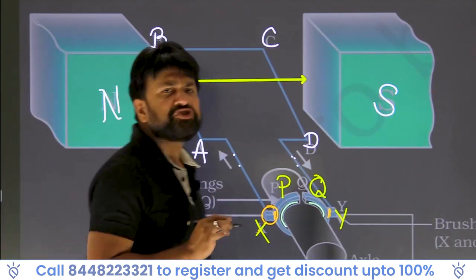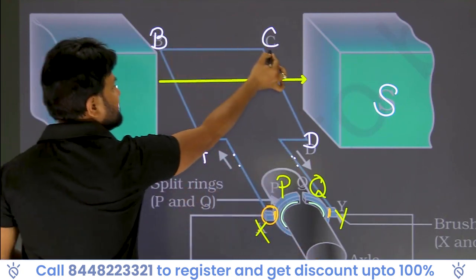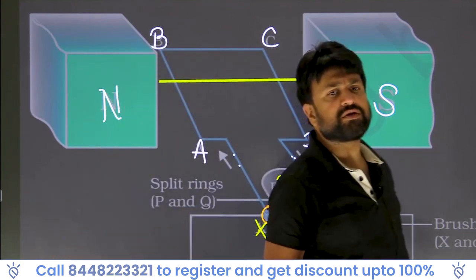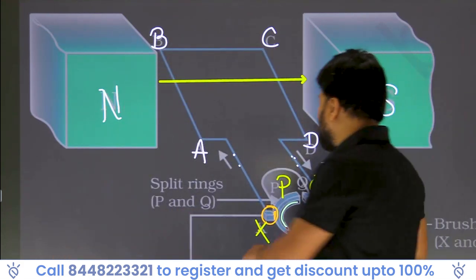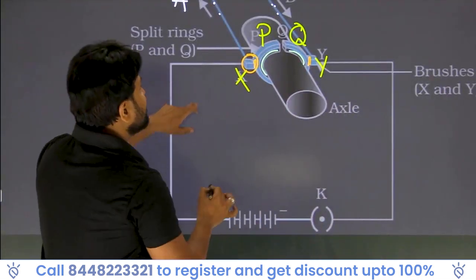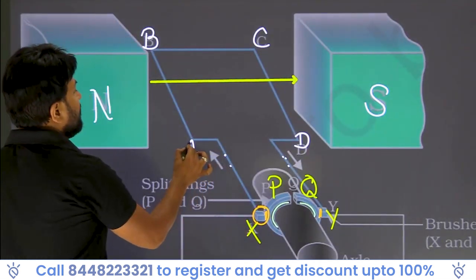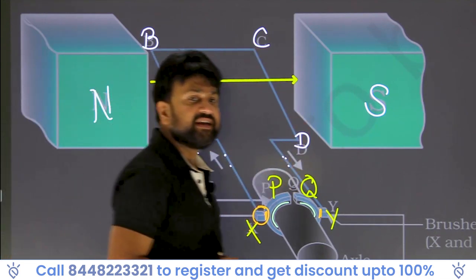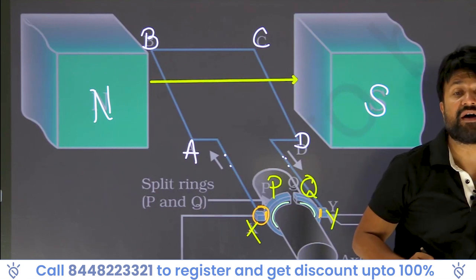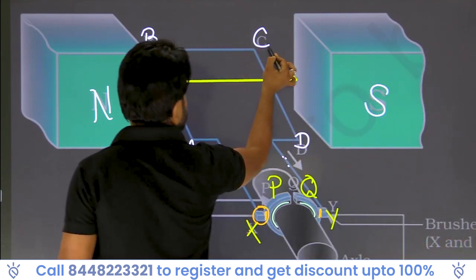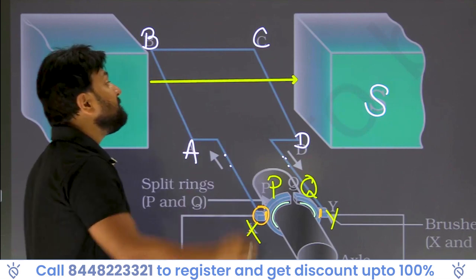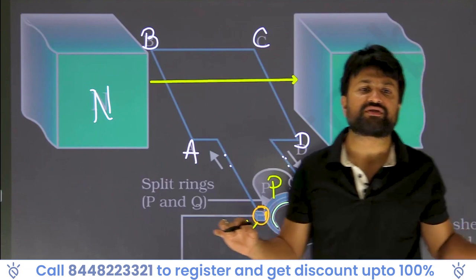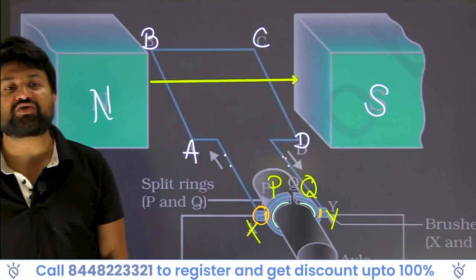My dear, initially this ABCD coil is in the horizontal position. When you close the key, the current flows through the coil ABCD. As you can see in the figure, BC and AD are parallel to the field. Therefore, no force acts on them.